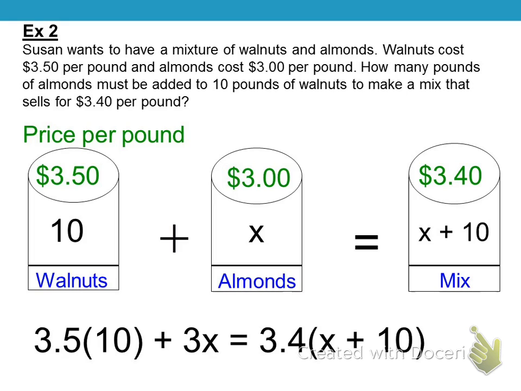I heard someone try to move the decimals. That only applies when we're doing percents. When we're talking about money, the decimals are fine just where they are.